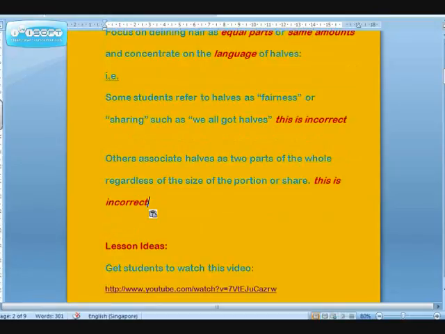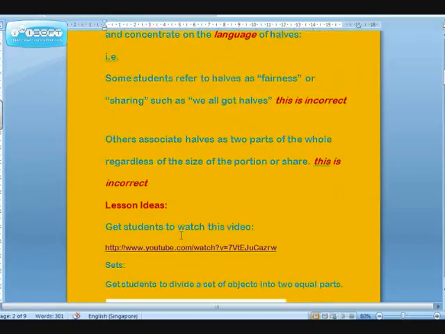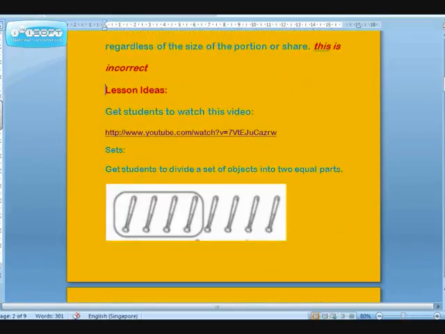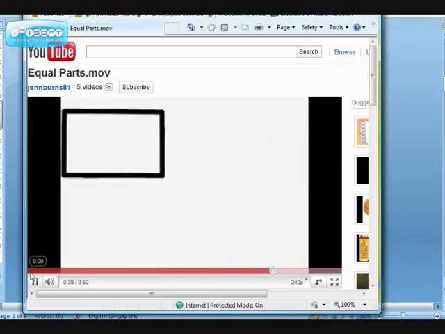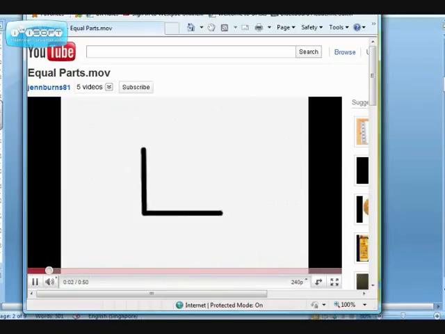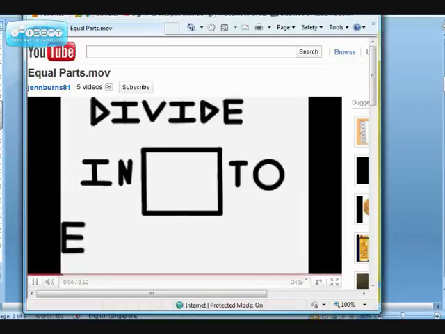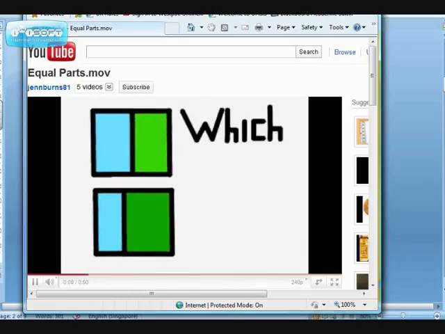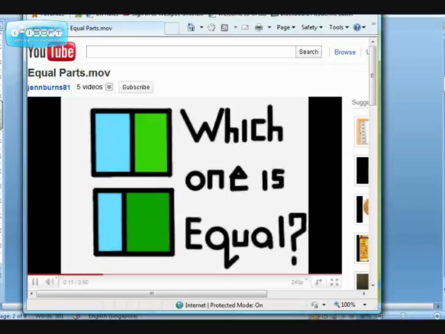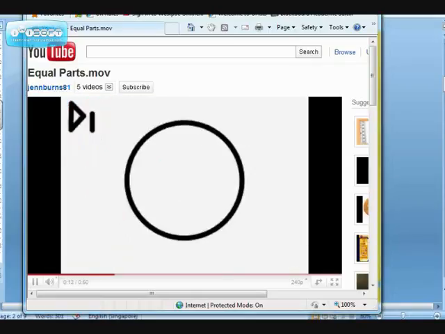Some lesson ideas are to use concrete examples of halving, which can be done through sets, through the baseball bats, or this YouTube video, which shows kids about equal sizes. So here, it's all talking about equal parts. Here there's a rectangle divided into halves, and it shows one that's not divided into halves but divided into 2. Which one is equal, it asks.